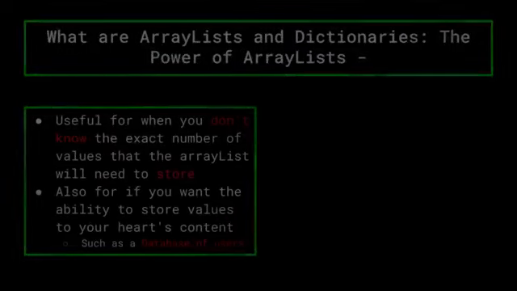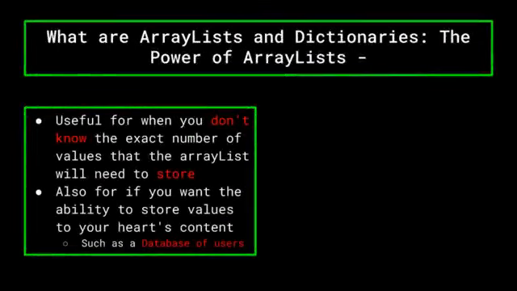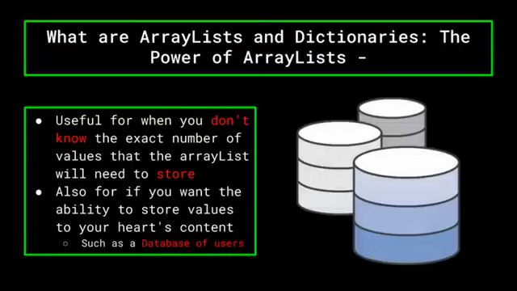This is quite useful when you don't know the exact number of values that the array will need to store, or you want the ability to store more values to your heart's content, such as when you're making a database with an unknown amount of users that will sign up. There is a lot more to uncover when regarding array lists, but for this surface level series, that is all you pretty much need to know. So let's move on to dictionaries.